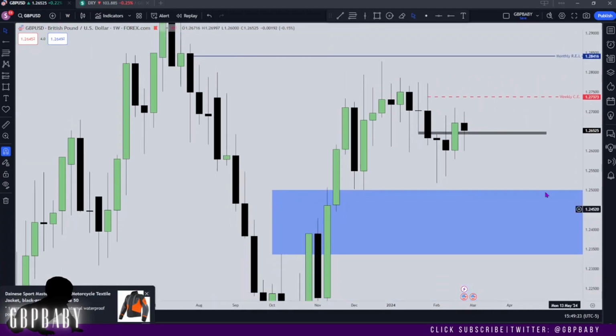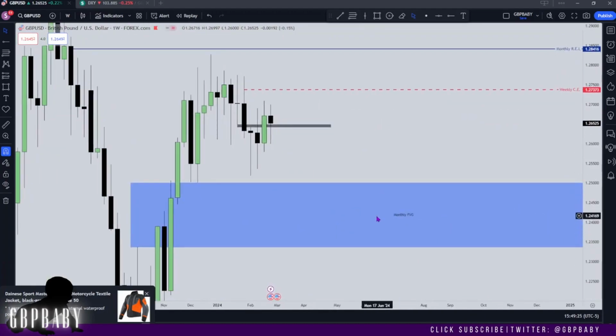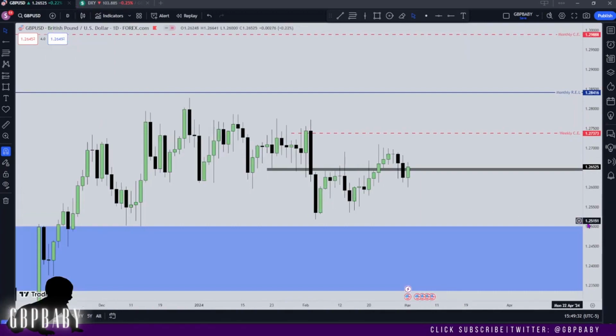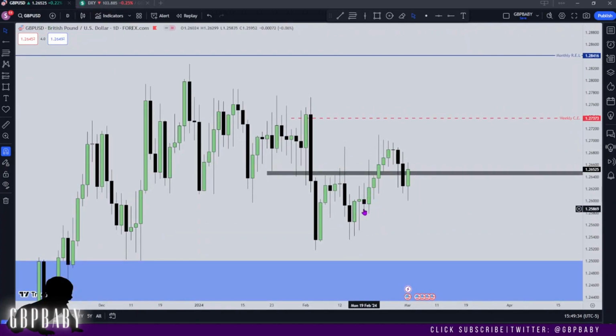In terms of sell side and sell side targets, obviously we have this massive monthly fair value gap to reach for and relatively closed below here. So I don't really need to get those marked out on the weekly. Let's go to the daily, and you'll see our price is showing support for bullish PD arrays.